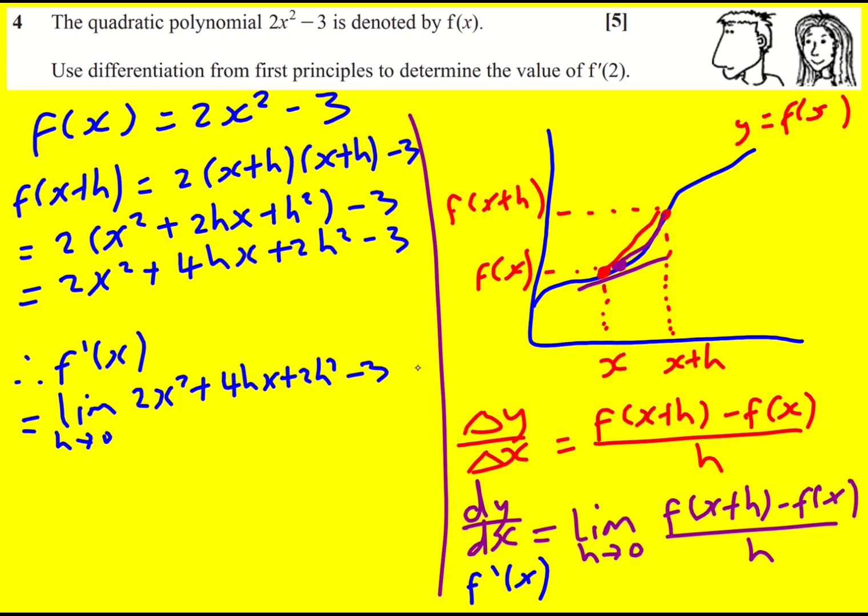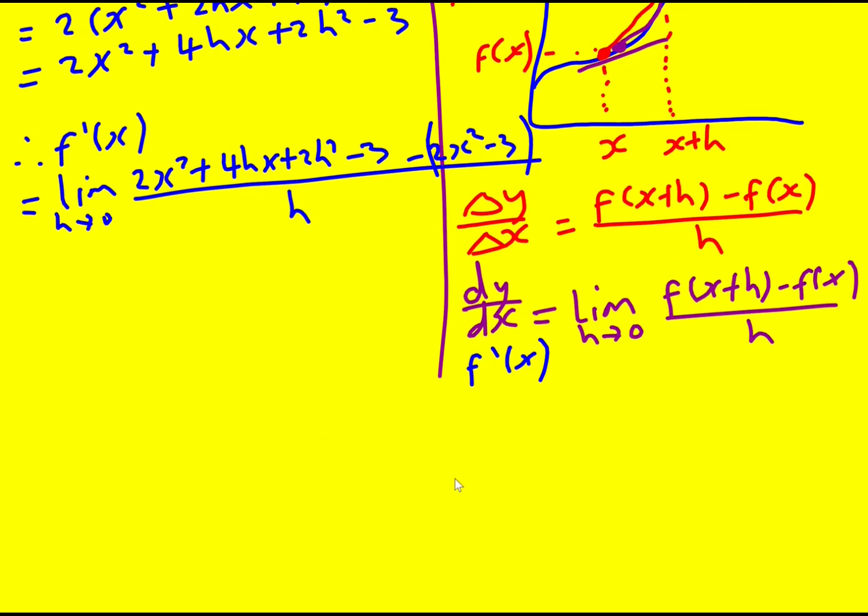And I've not left enough room. I'm going to have to move it along over here. So then I'm going to minus my f of x, which is this 2x squared minus 3. Now I need to put a bracket in here because I'm minusing the whole thing. Okay, I think that's a solid line to write down.